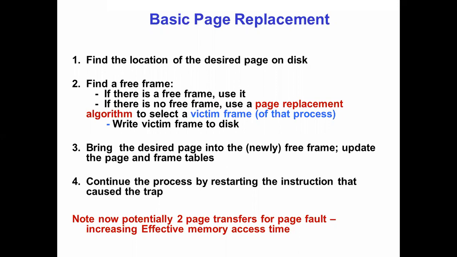Now here there is one note. You can see potentially two page transfers for a page fault, increasing effective memory access time. So sometimes it happens that instead of one page, two pages are transferred under the page fault condition. And due to the two page transfers for the page fault condition, there is an increase in the effective memory access time. So the access time will increase.